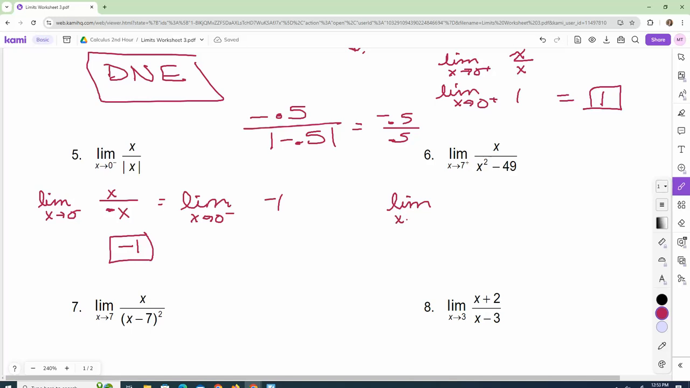If I factor, does anything cancel out here? No, not at all. Okay, so the top, as I'm approaching 7 from the right, I'm just getting 7. On the bottom, 49 minus 49 is 0, but I'm putting in a number bigger than 7. So it's 0 plus, which just means approaching 0 from the right, because my number is bigger than 7, so when I square it, it's bigger than 49. Do we agree with that?